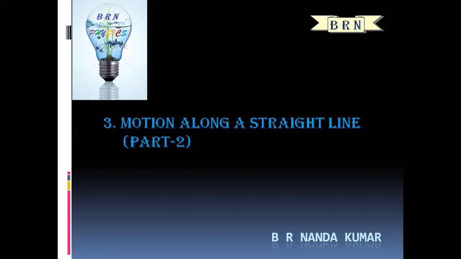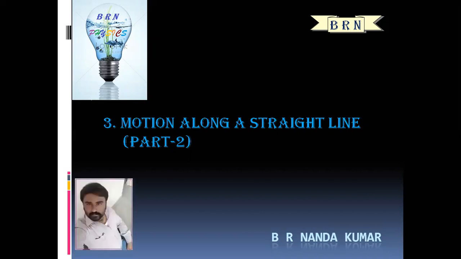Depending upon the number of coordinates, the number of directions needed to specify the position of an object, motion is divided into three types: motion in one dimension, motion in two dimensions, and motion in three dimensions. If a particle is moving along a straight line, the motion is said to be one dimensional. If a particle is moving along a plane, the motion is said to be two dimensional. If a particle is moving in space, the motion is said to be three dimensional.